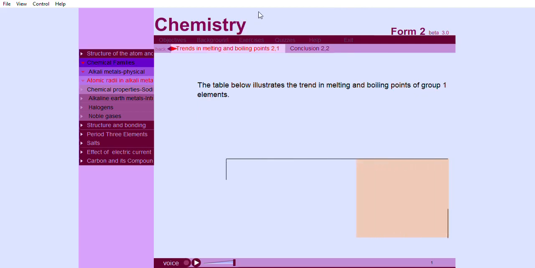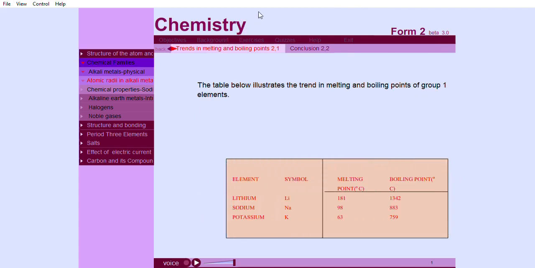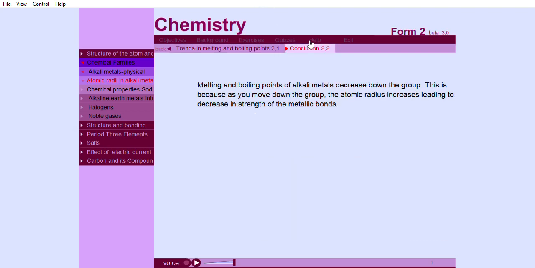The table below illustrates the trend in melting and boiling points of group 1 elements. Melting and boiling points of alkali metals decrease down the group. This is because, as you move down the group, the atomic radius increases, leading to a decrease in the strength of the metallic bonds.